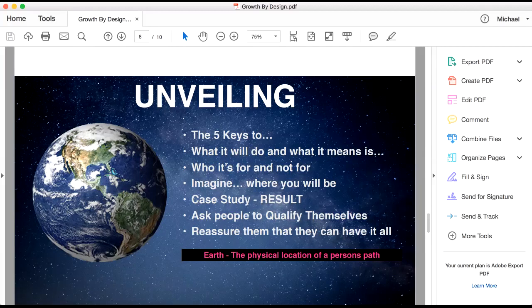If you do that, you're basically getting them to sell themselves and close themselves, and then reassure them that they can have it all, meaning that if they go on this journey with you, they're going to have all of the answers. Everything that they want is going to be there.